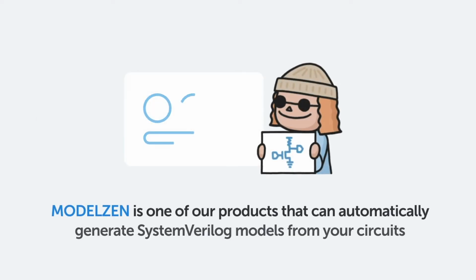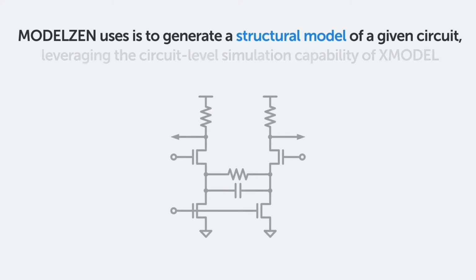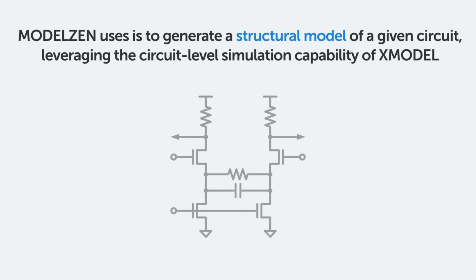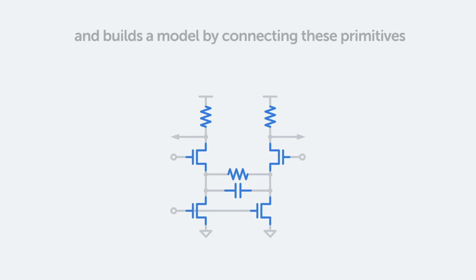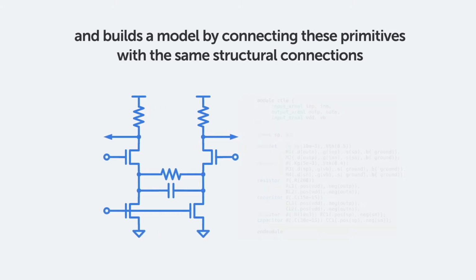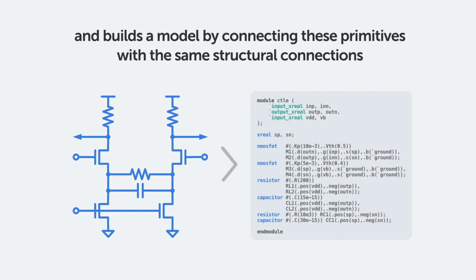As you know, MODELZEN is one of our products that can automatically generate SystemVerilog models from your circuits. The first approach that MODELZEN uses is to generate a structural model of a given circuit, leveraging the circuit-level simulation capability of XModel. That is, MODELZEN first converts each SPICE element within the circuit into an equivalent XModel primitive, and builds a model by connecting these primitives with the same structural connections.